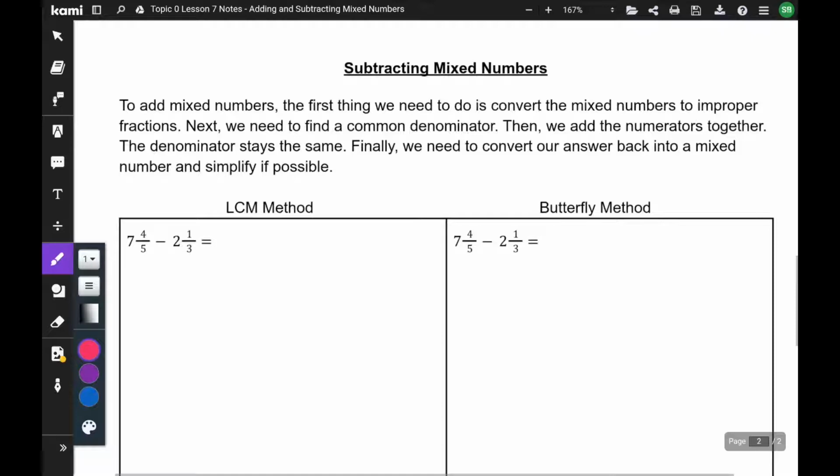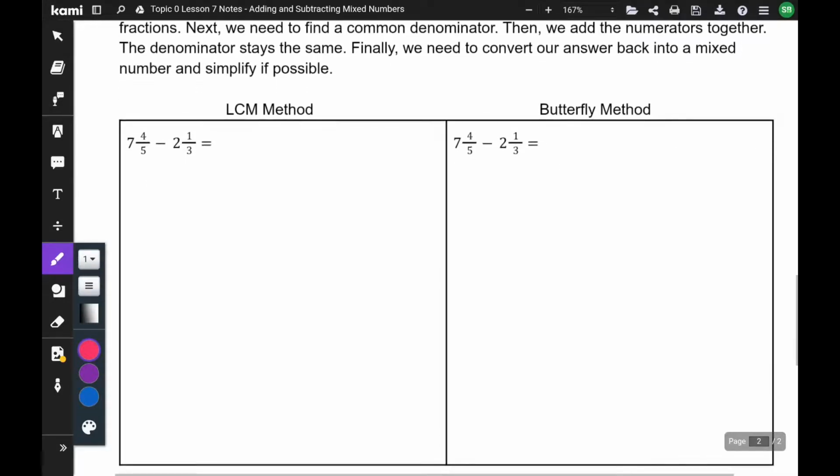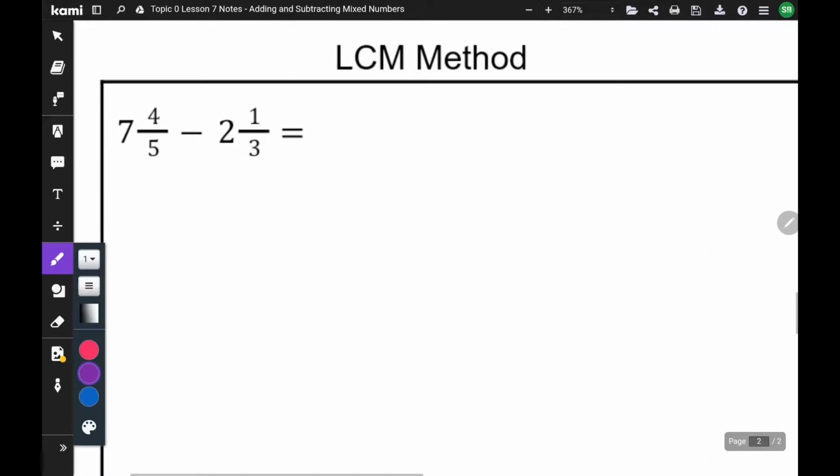Okay, now we are going to subtract mixed numbers. So this is going to go the exact same process as adding mixed numbers, except instead of adding the numerators, we will subtract the numerators. But the process is the exact same way. So we start off by converting these into improper fractions. So to start off, 5 times 7, denominator times whole number is going to be 35. And then I have to add my numerator. It gives me 39/5. The denominator stays the same.